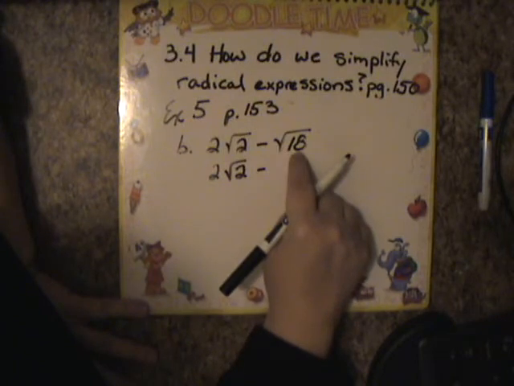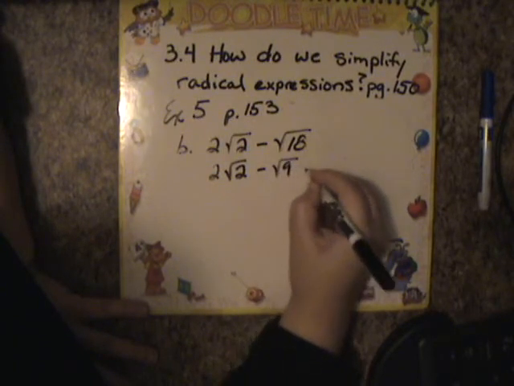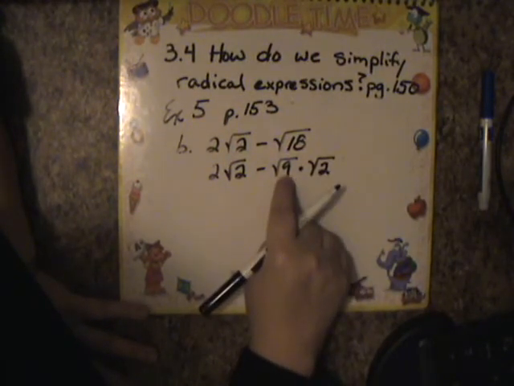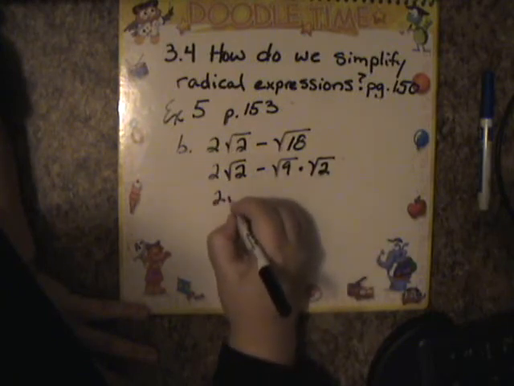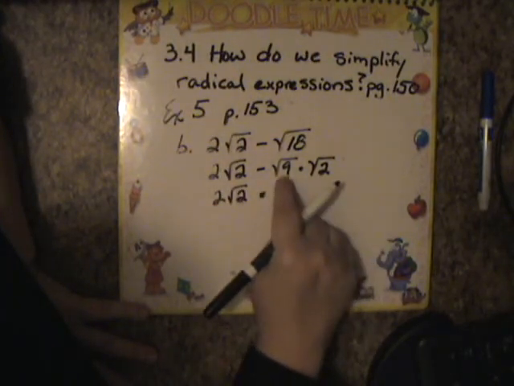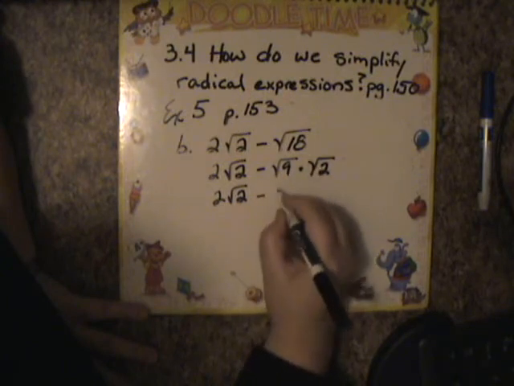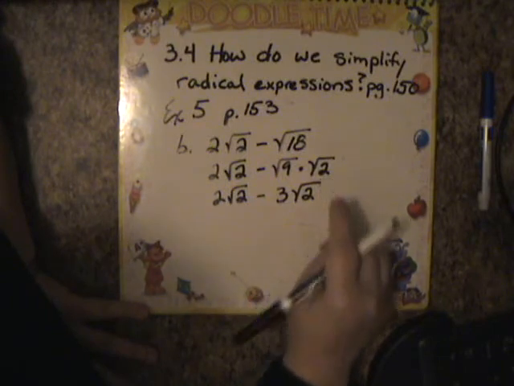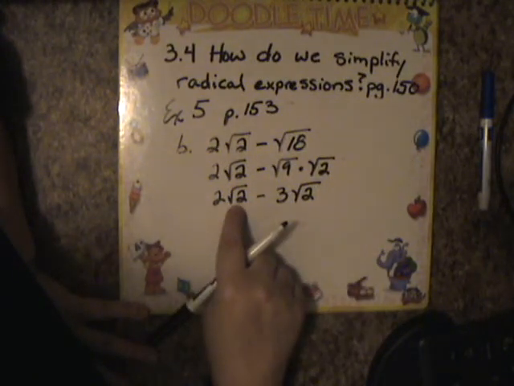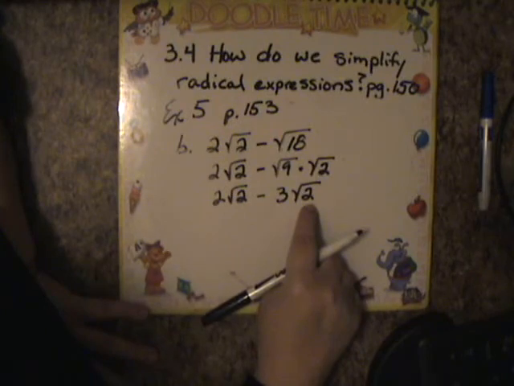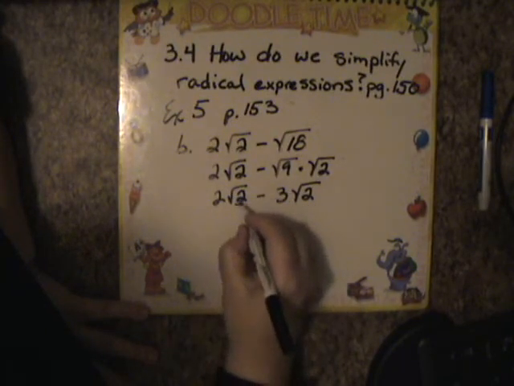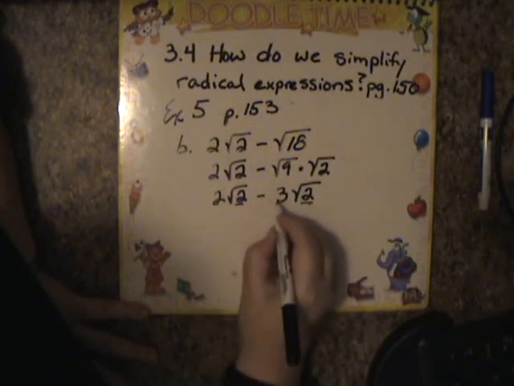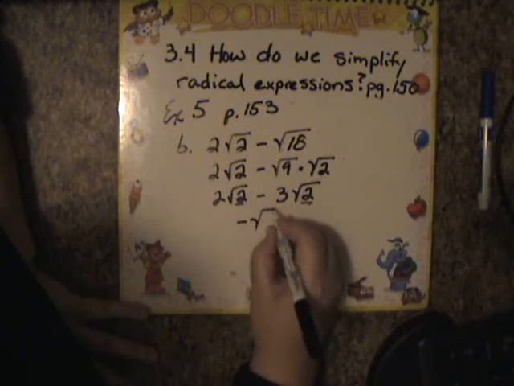The square root of 18 is, isn't that 9 times 2? Okay, so 9 times 2, and 9 is a perfect square. So copy this down again, and then the square root of 9 is 3, and then I still have the square root of 2 because it cannot be simplified. Now notice I have 2 radical 2's, and then I have 3 radical 2's here. And these can be subtracted because they have the same number under the radical. So let's subtract those. 2 minus 3 is going to be a negative radical 2.